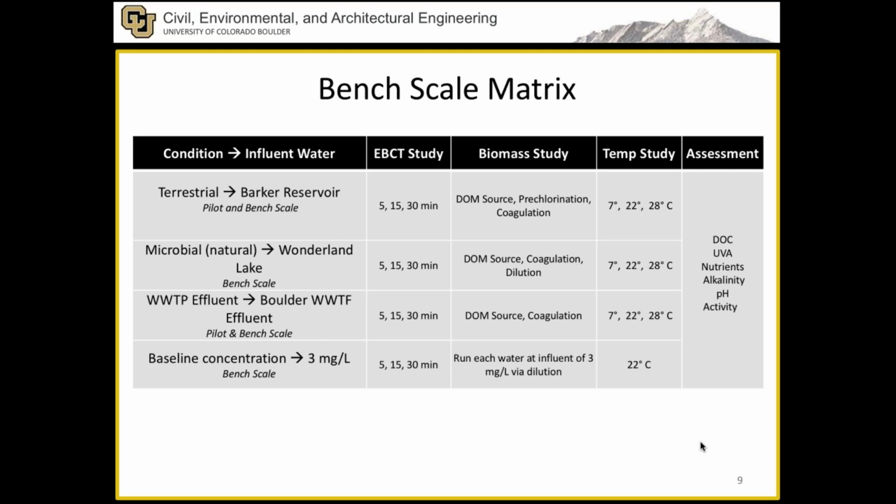For the biomass study, we looked at the dissolved organic matter source as well as other pretreatment options. And we looked at 3 different temperatures, 7 degrees Celsius, 22 degrees Celsius, and 28 degrees Celsius, in order to encompass the range that a water treatment plant could see during a year of variability. And we assessed dissolved organic carbon, absorbance, nutrients, alkalinity, pH, and activity.